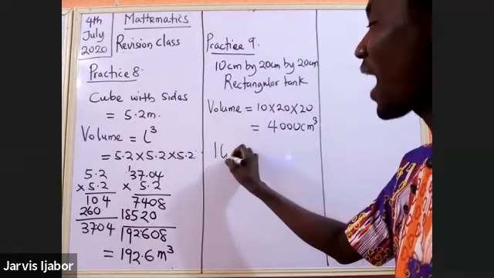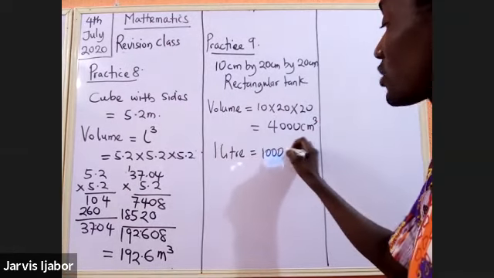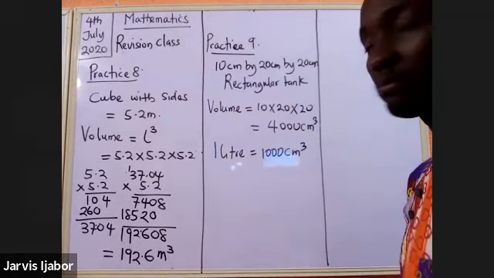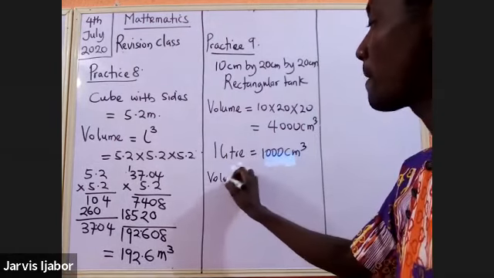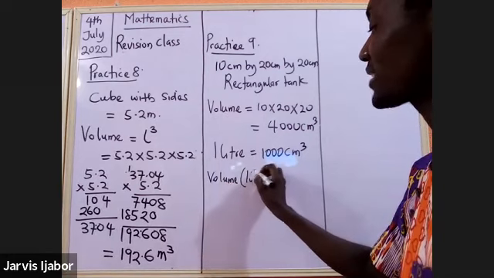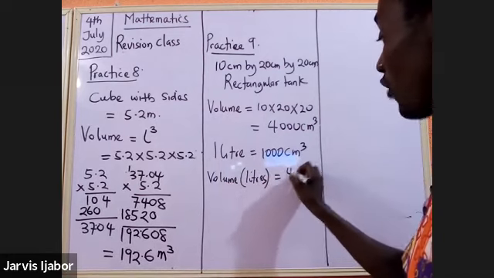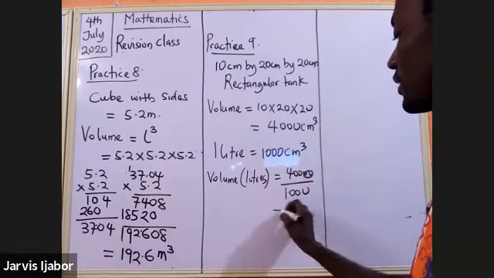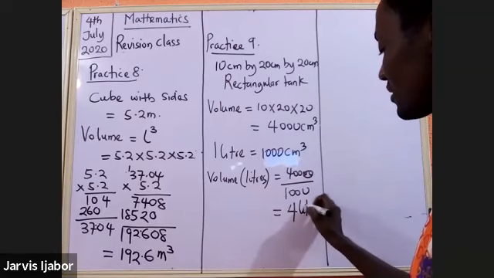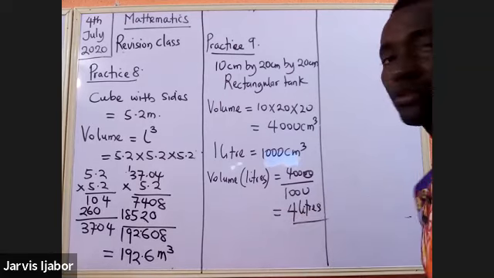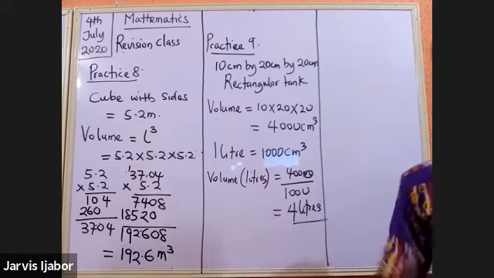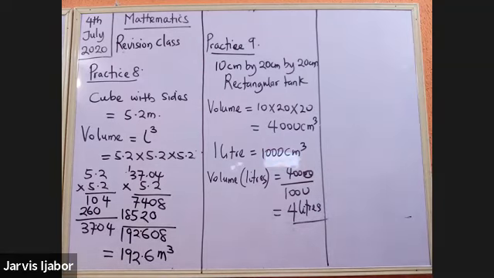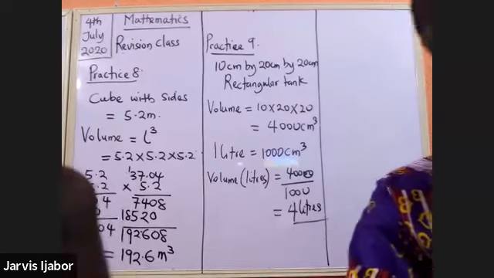1 liter is equal to 1,000 cm cube. So volume in liters will now be equal to 4,000 divided by 1,000. And that will give you 4 liters. So that's it. 4,000 divided by 1,000, and the answer will be 4 liters. So let me give you some time to digest that.